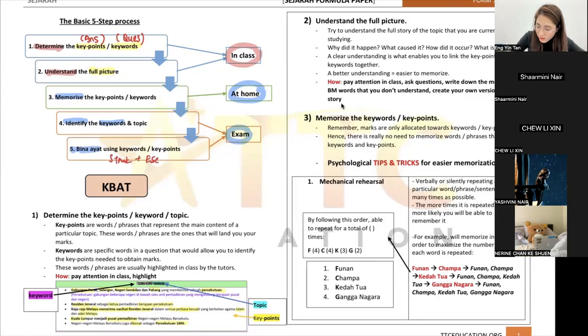Structure and essay. Bahagian B and C. Boleh faham? So this is just the basic steps.